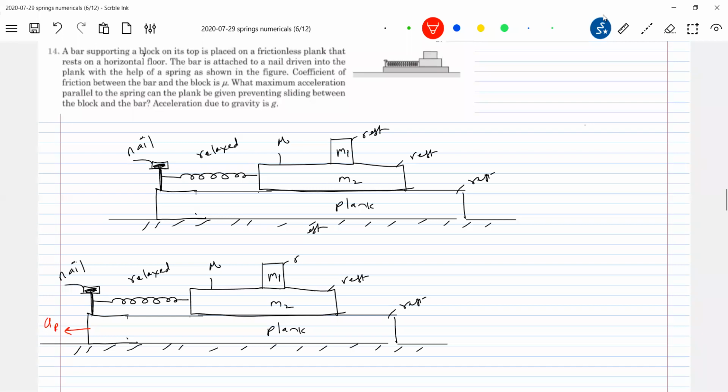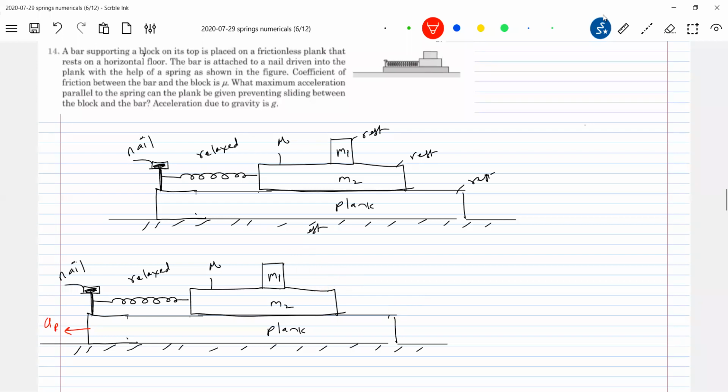If the plank accelerates, what will happen to the nail? The nail will also accelerate, no? So one end of the spring I'm accelerating. Can you recollect a similar problem I just discussed? I just picked up the same problem. Here, one end of the spring I'm pulling with an acceleration A, and instead of one block, we have two blocks, and there is friction between them. So I'm correlating the idea you learned in the previous problem.